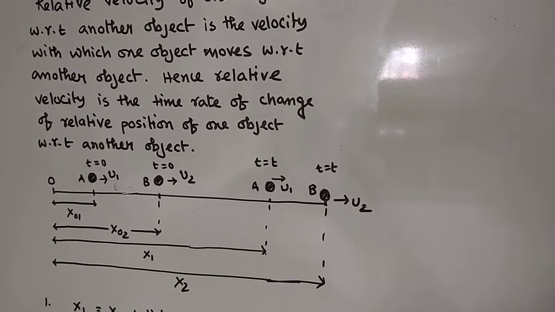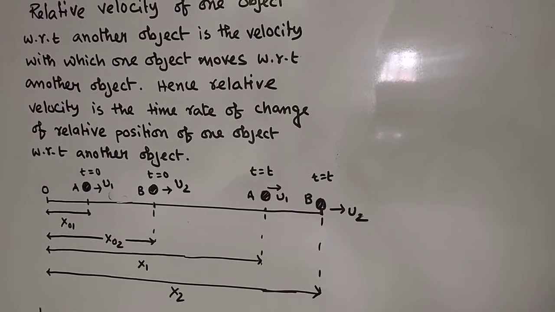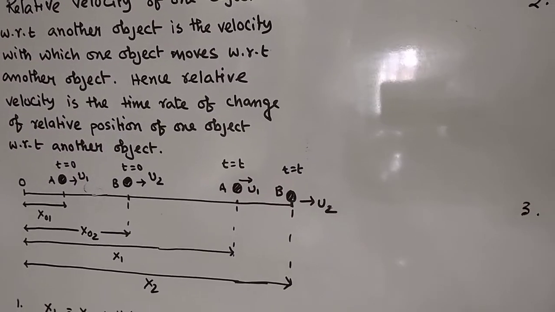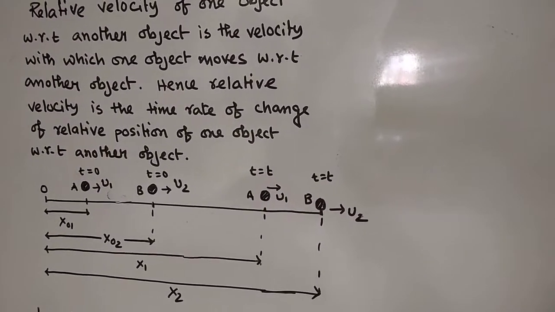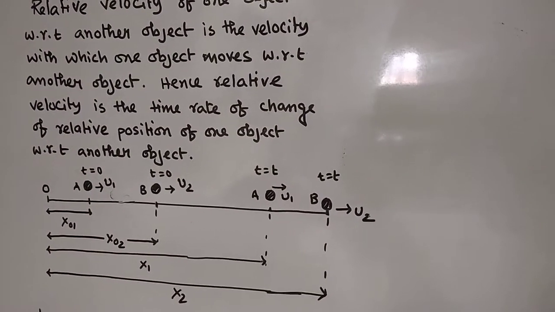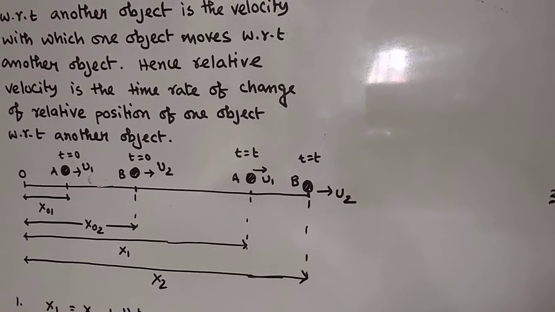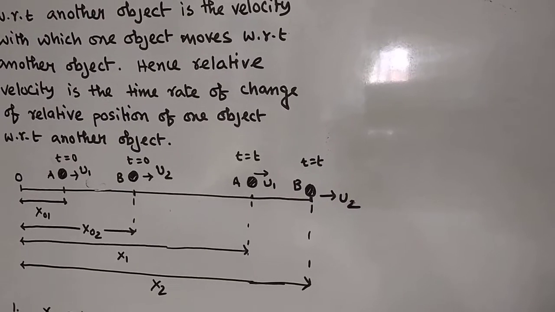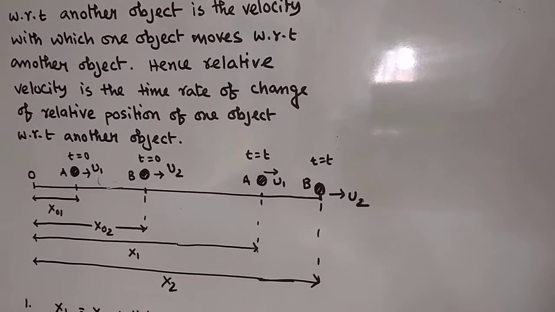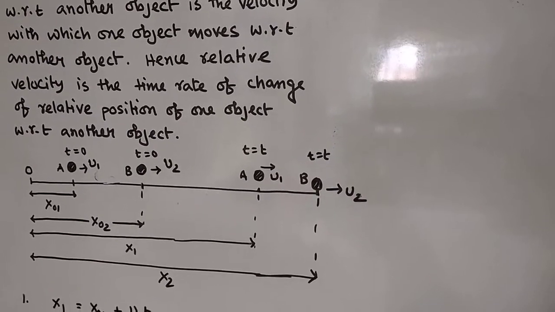Now, at t equal to 0, the velocity at position x01 is v1, and at position x02 it is v2. Now the two objects are moving. Here we are considering that v2 is greater than v1. At t equal to t, the positions are x1 and x2, and the velocities remain the same, v1 and v2. So the objects are moving with constant velocity.